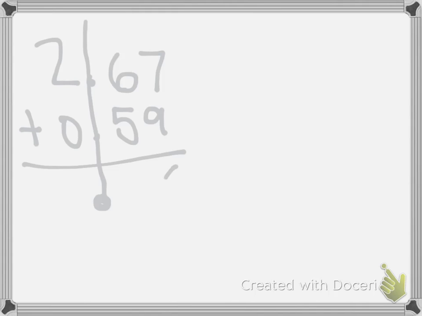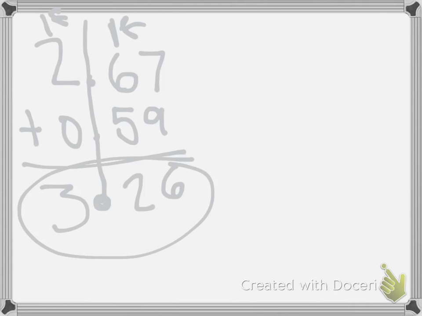7 plus 9 is 16. You have to add the 1 to the next set of numbers. So 6 plus 5 is 11, but since we have an extra 1, it's 12. 2 plus 0 is 2, but since we have the extra 1, it becomes a 3. Your answer is 3.26.